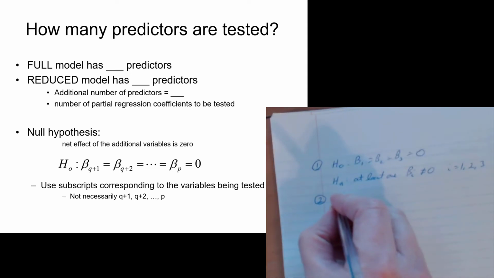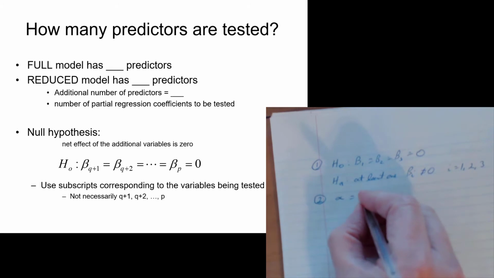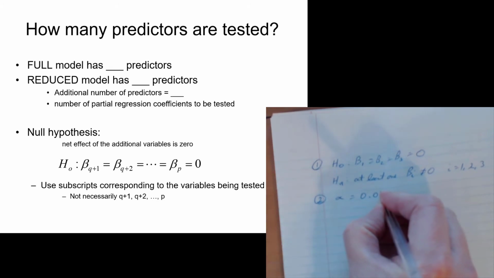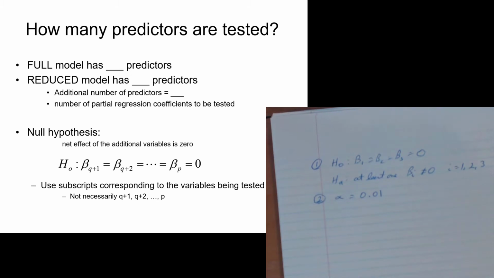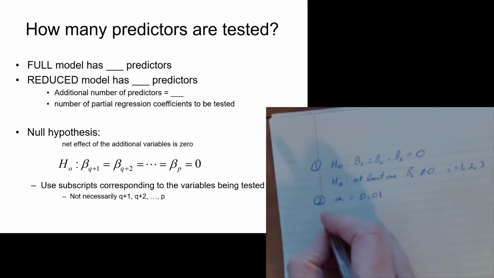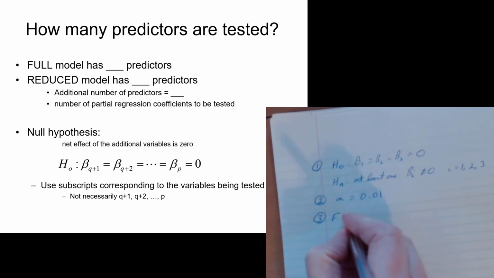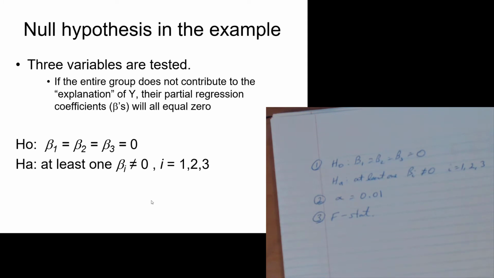Step 2, as normal, let's say it's just whatever alpha, 0.01, just to start this off. See how that goes. Okay. Step 3, now we're going to calculate the F-stat. And that's the important next step. All right, so there it is in nice, clean language. Now, remember, it's the variables that are being tested.